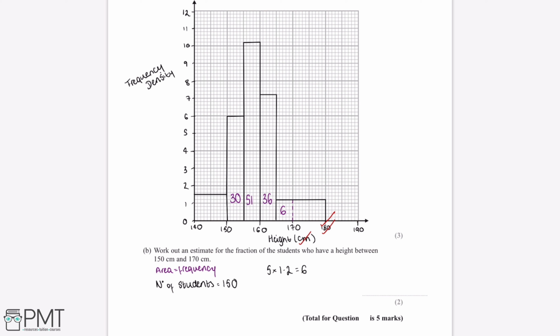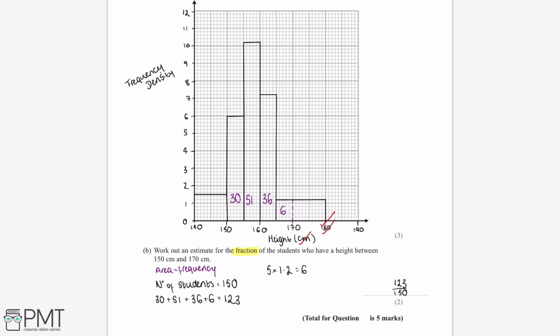So now the final thing we need to do is add together these four values. And this gives us an answer of 123. So 123 is an estimate for the number of students with a height between 150 and 170 centimetres. However, we want this as a fraction. So if there's 150 students in total, then 123 as a fraction of the total number of students will be 123 over 150.